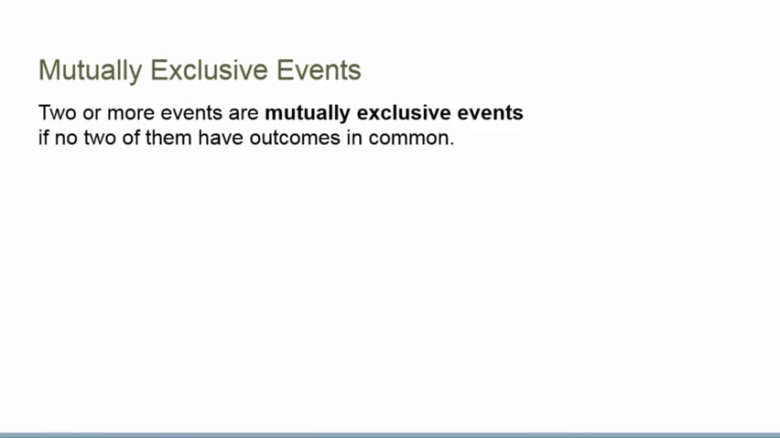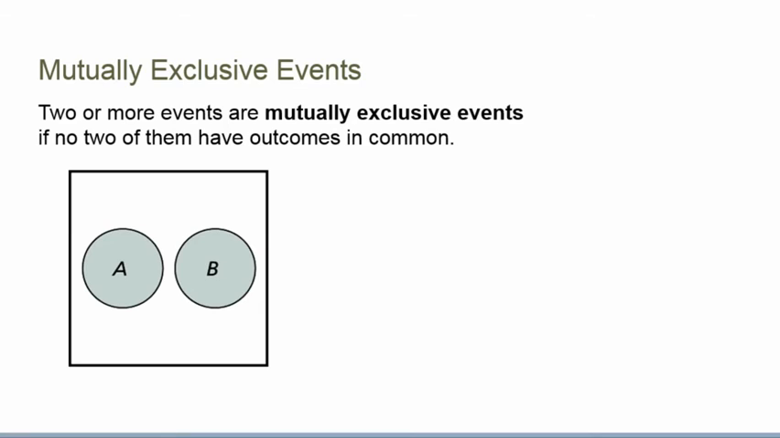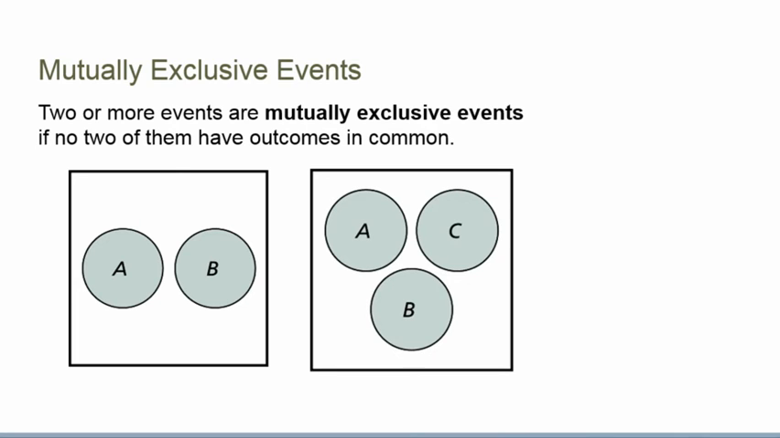Mutually exclusive events. 2 or more events are mutually exclusive events if no 2 of them have outcomes in common. Pictorially, you would have your square for your universe, your circles A and B, and they have no overlap. Another way to look at it is you have events A, B, and C. Your universe is your square, and none of the three circles overlap.